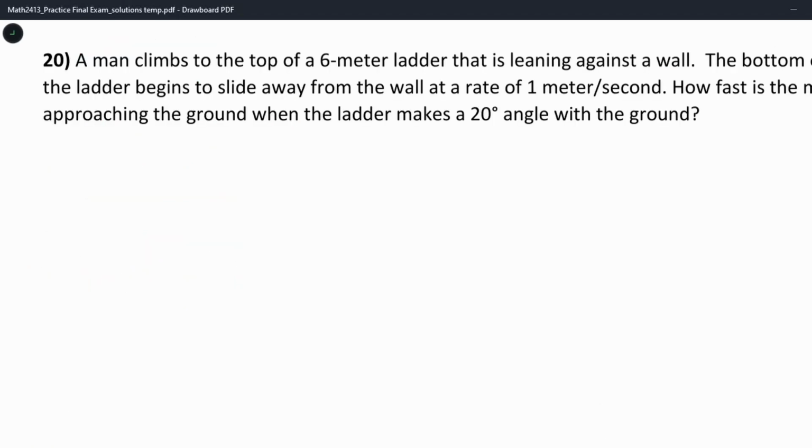Next, number 20. A man climbs to the top of a 6-meter ladder that is leaning against a wall. The bottom of the ladder begins to slide away from the wall at a rate of 1 meter per second.